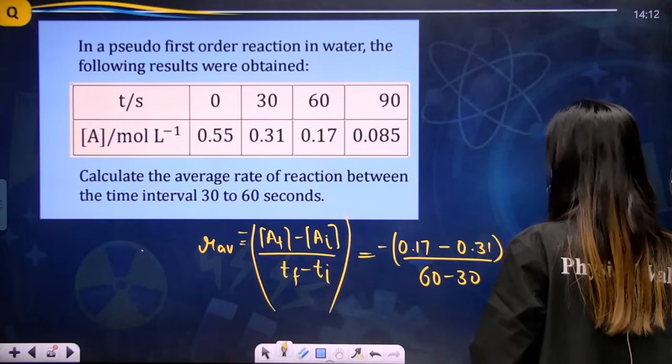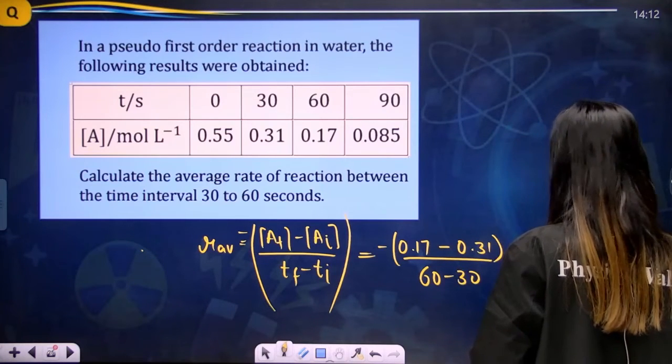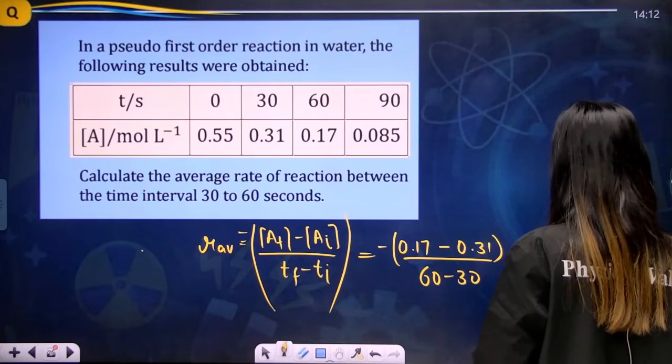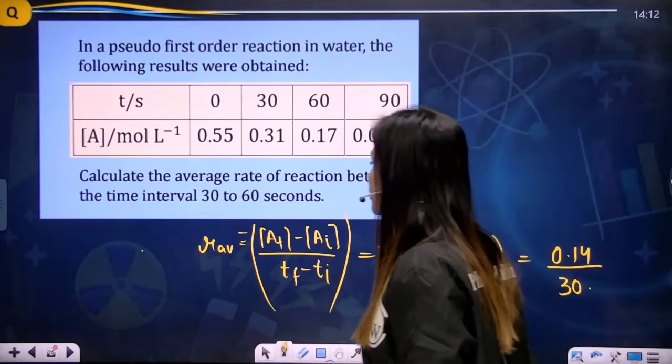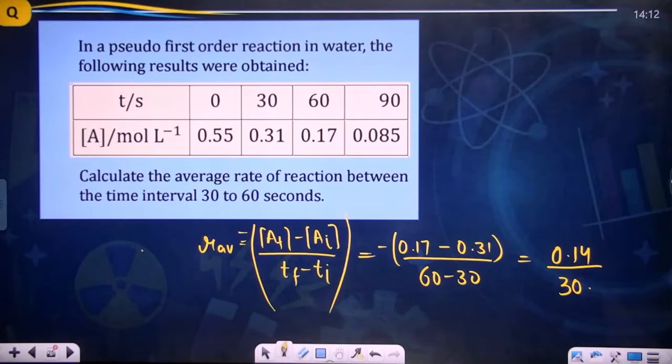Then you will have 0.14 divided by 30. Perfect. Just solve this and you will get your answer. I hope you're clear with this. Please pause the video, write it, and then we'll move forward.